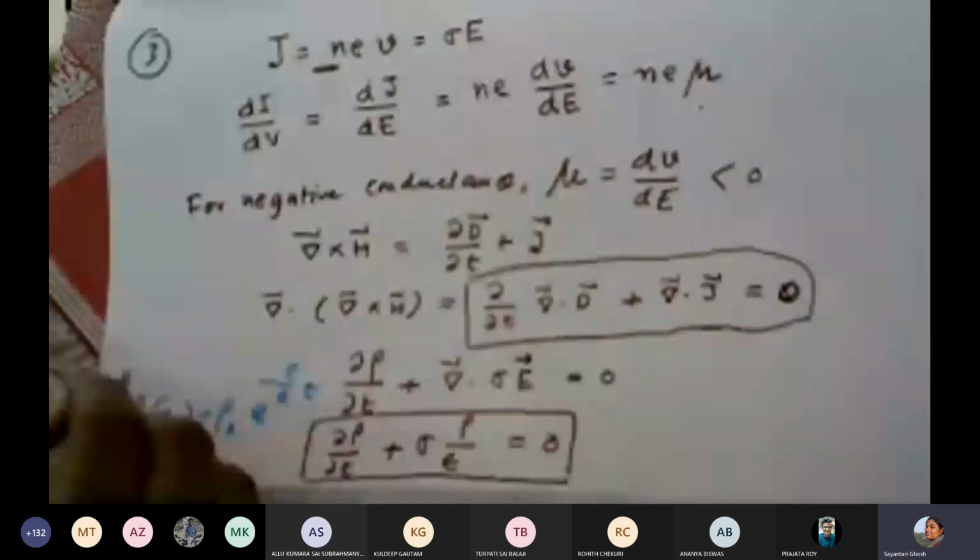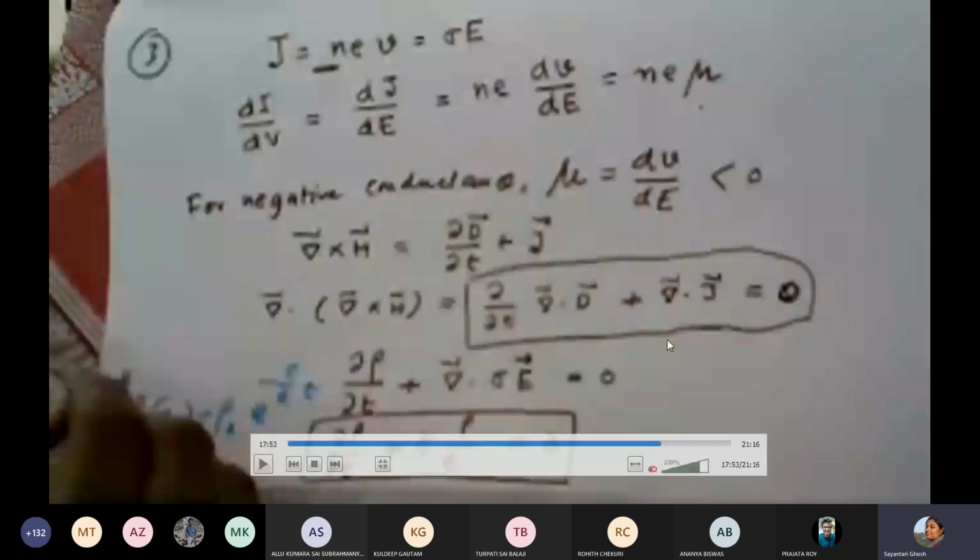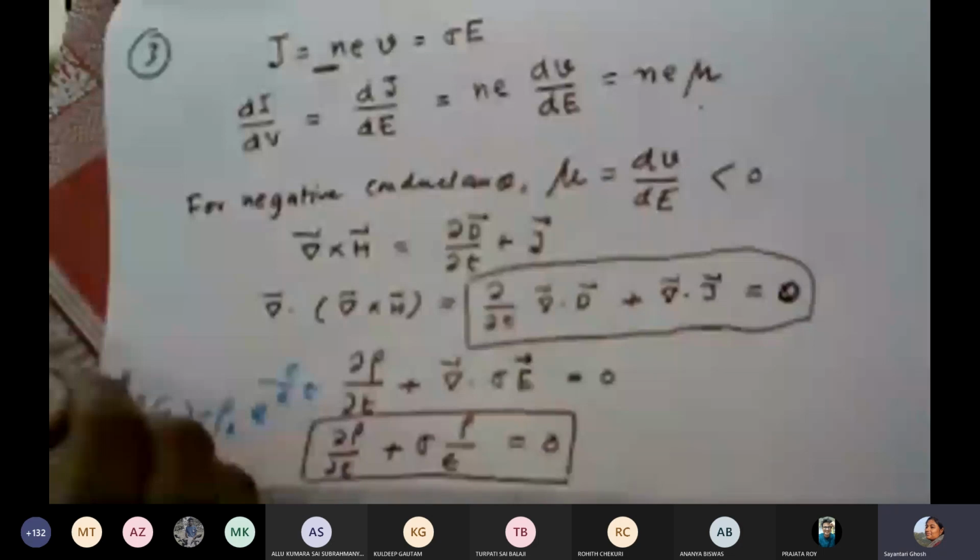That is how the charge density rho should change. Okay, so at any time instant, if you are doing the derivation on your notebook right now, then you will understand that at any time point, rho at time t would be given by rho 0 e to the power of minus sigma by epsilon times t. That is the solution of this equation.